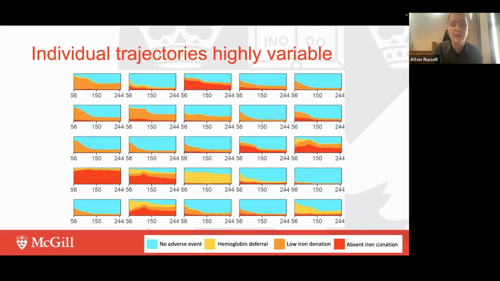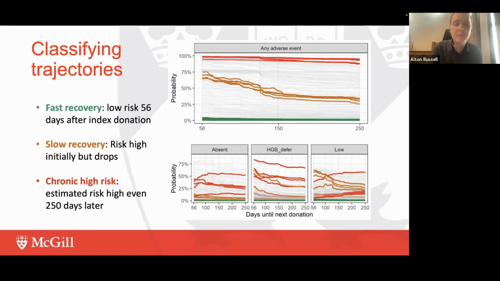And here I'm showing just a random selection of 25 individual donors. You can see a lot of heterogeneity. There are some people who have quite low risk at 56 days, some people with high risk that goes down with time, and then other people like this person here in the left row, second from the bottom, who we estimate has a very high risk of absent iron stores, even if they wait 250 days until they come back.